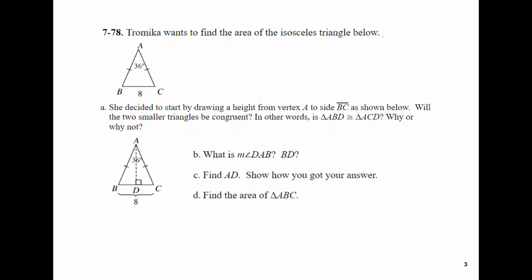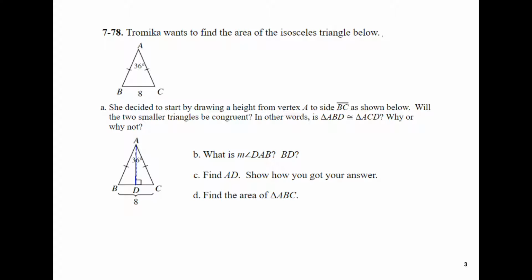In problem 778, Tramika wants to find the area of an isosceles triangle below. She decides to start by drawing a height from the vertex A to side B as shown below. So she drew this height in. Will the two smaller triangles be congruent? In other words, is triangle ABD congruent to triangle ACD?